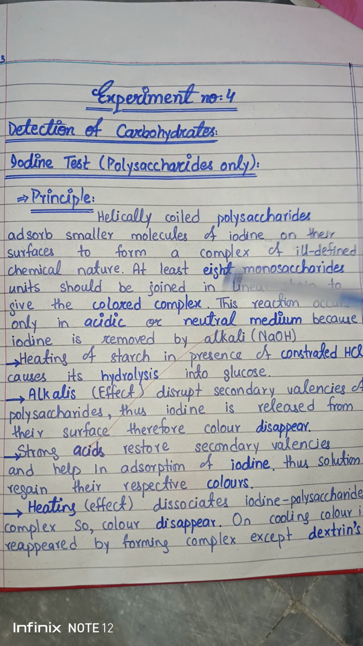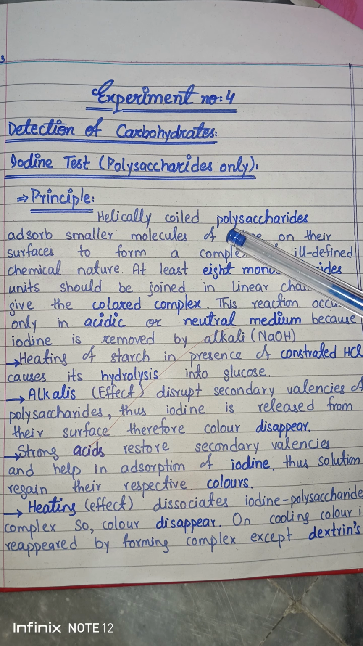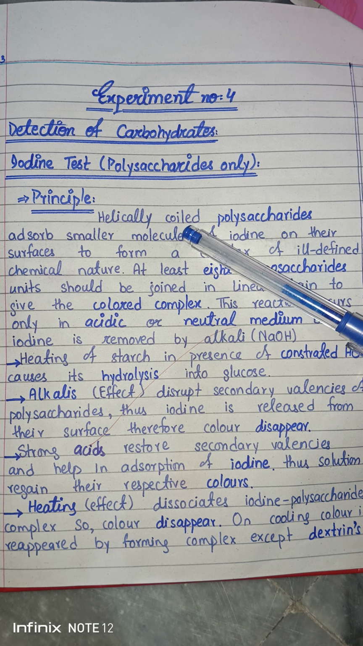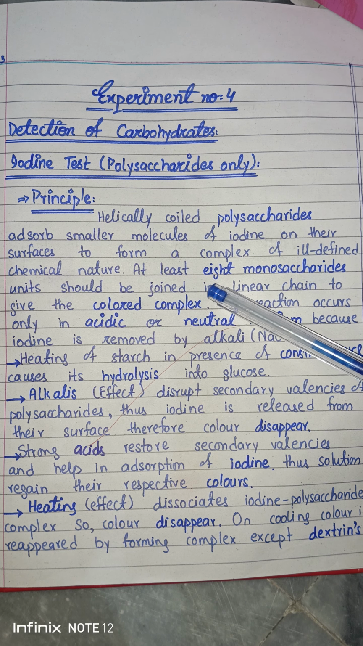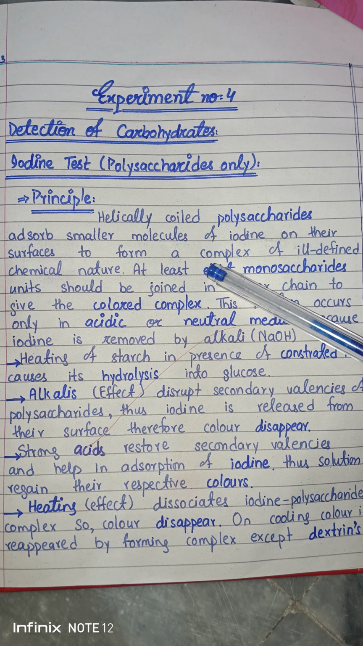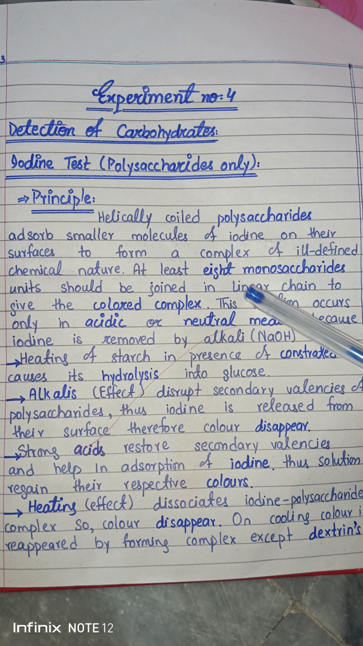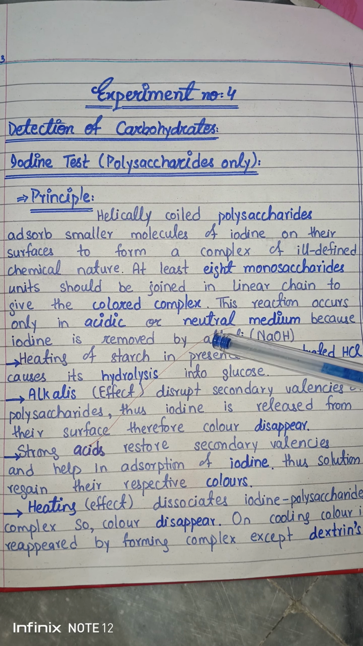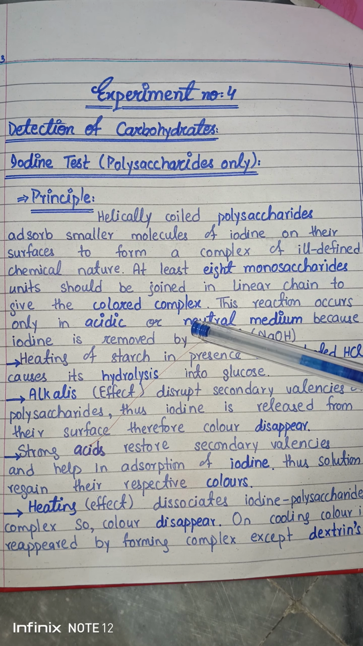So what is the principle? First we discuss the principle of this test. Basically, you know that polysaccharides are helically coiled upon each other. Due to this coiled nature, they have the ability to absorb small molecules of iodine on their surface, and due to this absorbance they can form a color complex. At least eight monosaccharides united to form a linear chain to give the color complex.